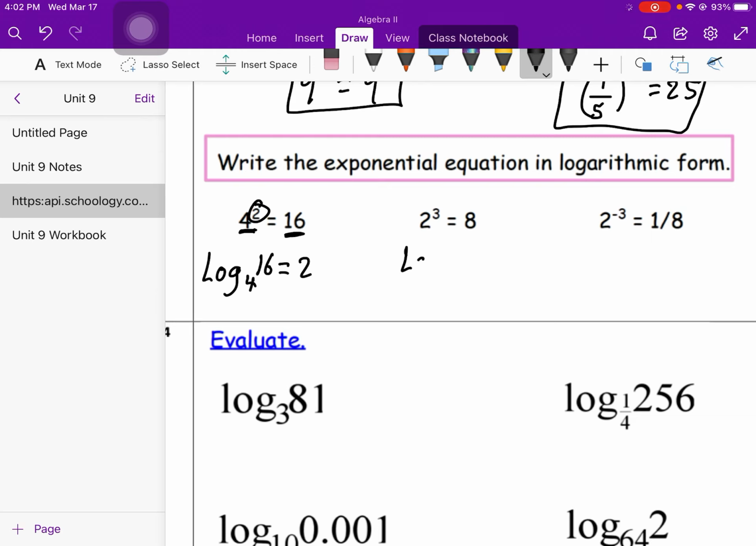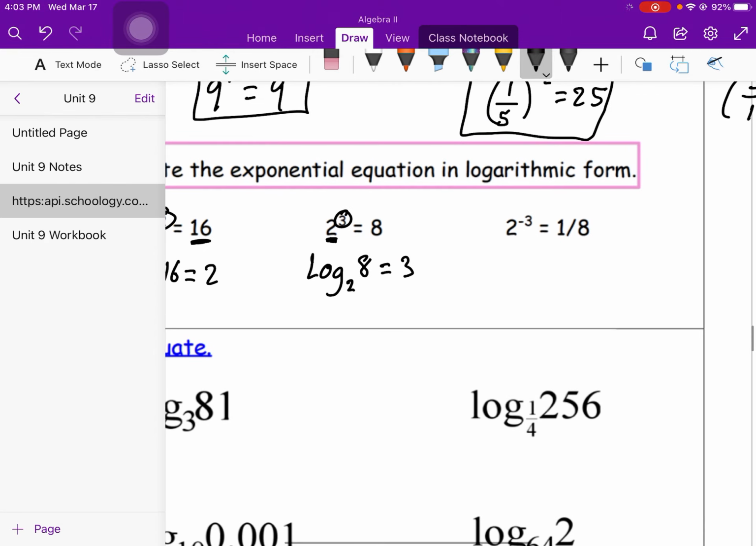Let's try this again. Identify the base, which is 2, so that's the little number. It equals the exponent, so that's 3, and then 8 is the leftover. This one, log base 2 again, equals the exponent, -3. Leftover number goes here, of 1/8. So log base 2 of 1/8 equals -3.